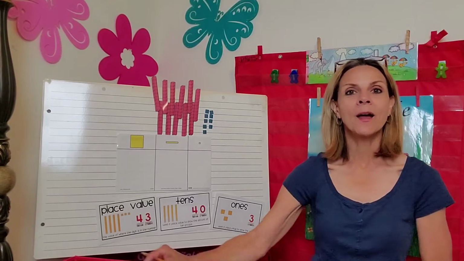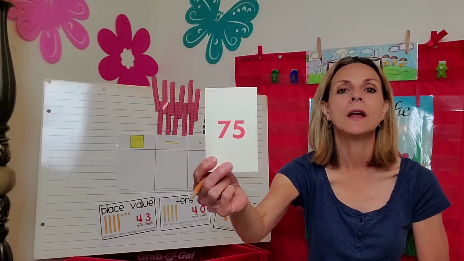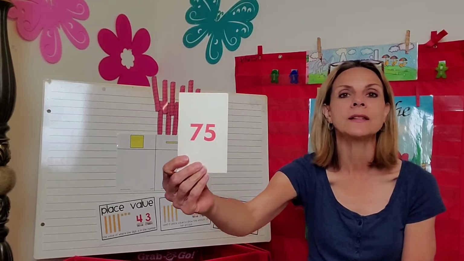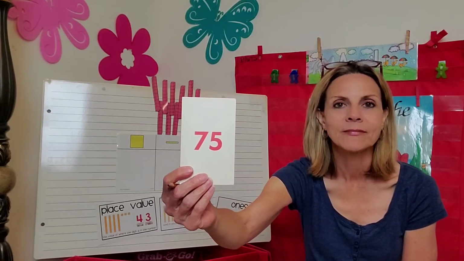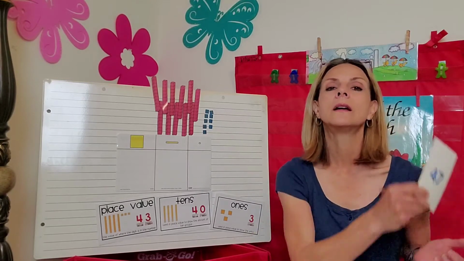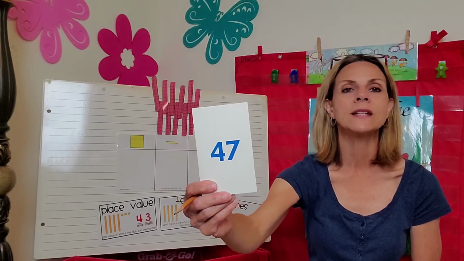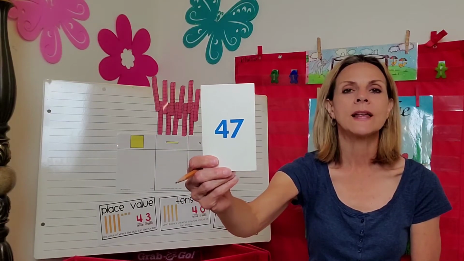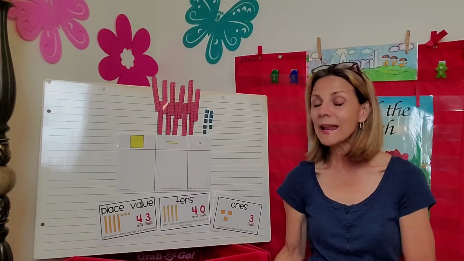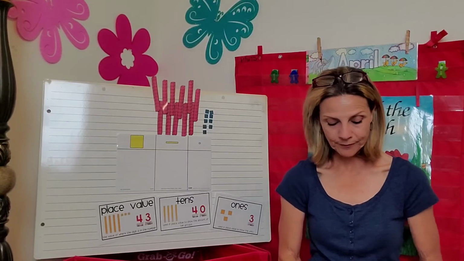Okay. Up next, 75. In the number 75, I want you to underline the digit that's in the tens position. The tens position. Great. Okay, our final number of the day for this activity, 47. Okay, and I'm going to write that down. For this one, I want you to underline the digit that's in the ones position. The ones position.